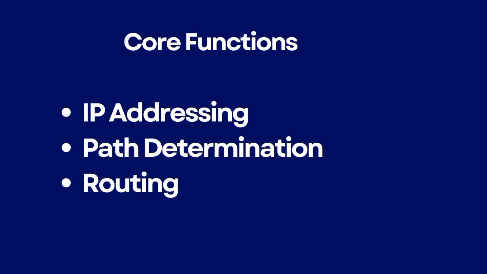In the network layer, we have three main functions here. We have IP addressing, or what we call logical addressing. We talk about path determination, the path by which it will be routed, it will flow, and we talk about routing. Three things: logical addressing, path determination, and routing.